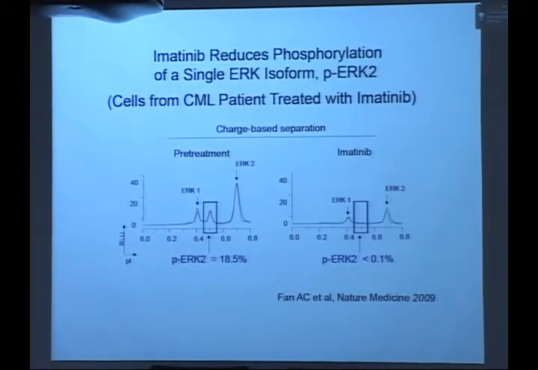So this is another example of how we've used this in patients. Imatinib is one of the first exciting targeted therapies, and it inhibits BCR-ABL, the ABL enzyme and kinase, and it reduces phosphorylation of ERK. Now we know from the literature, and many other people have shown, that when you treat leukemia cells with imatinib, you see decreased ERK phosphorylation using just regular phosphospecific antibodies.